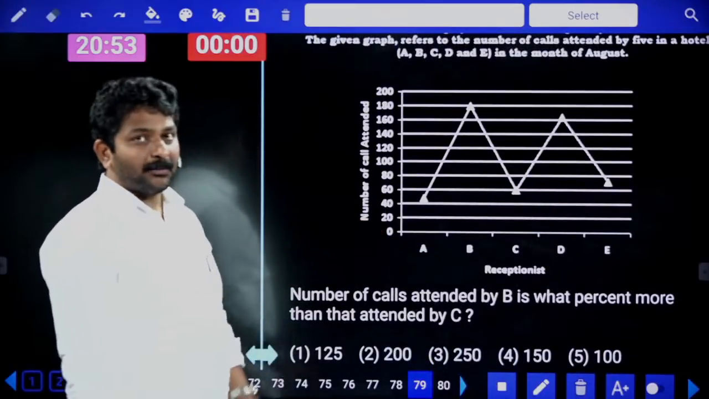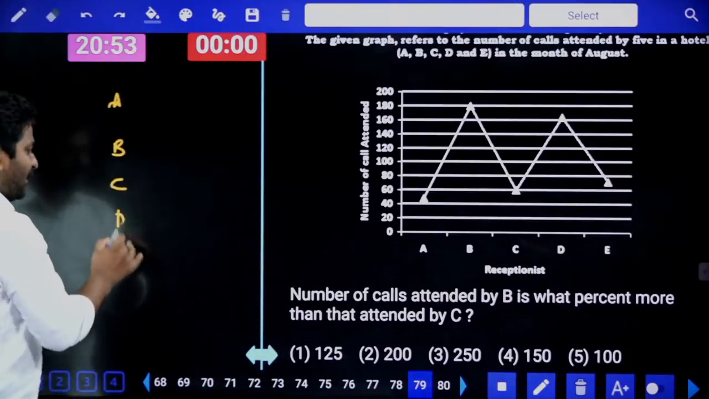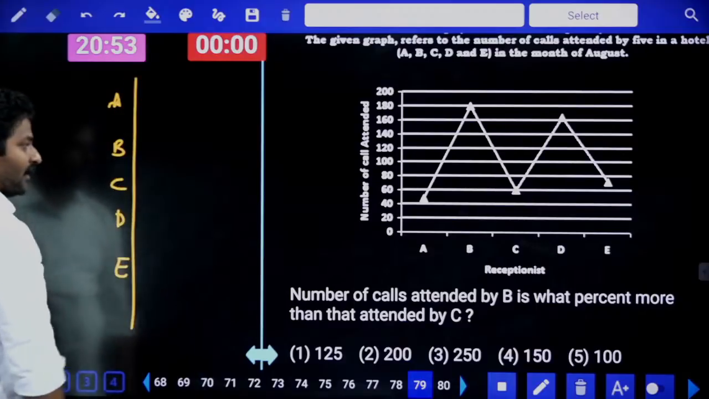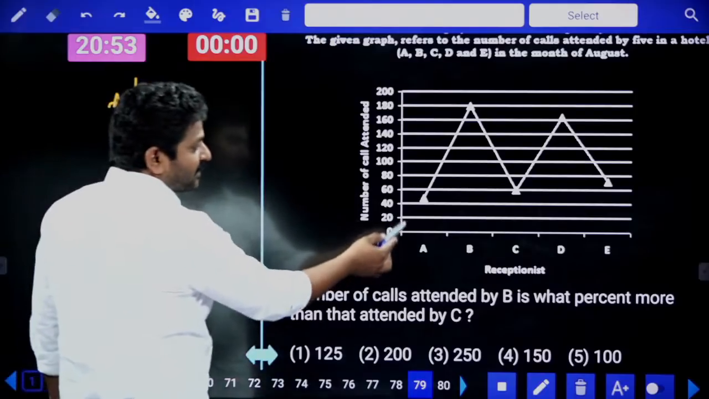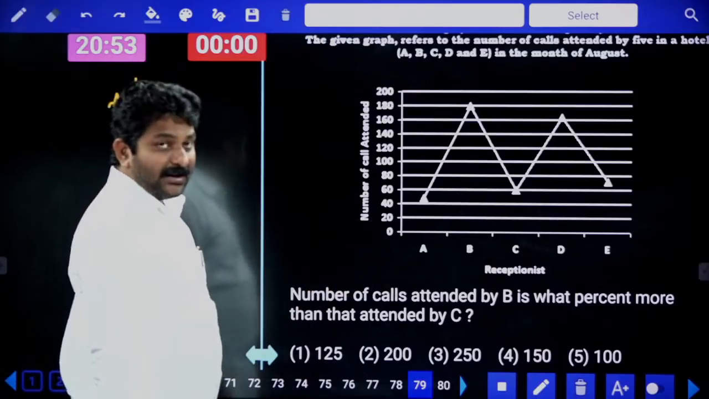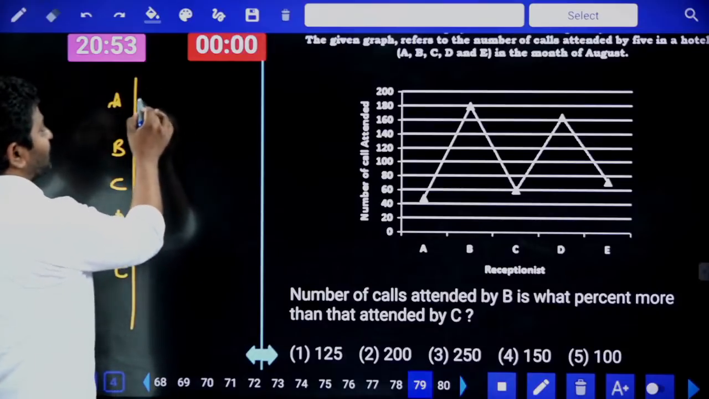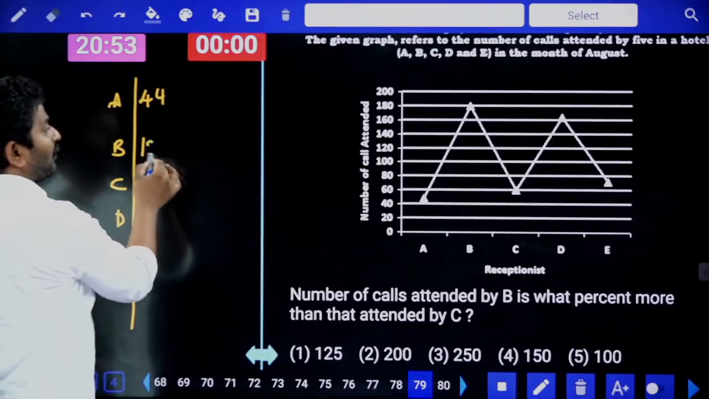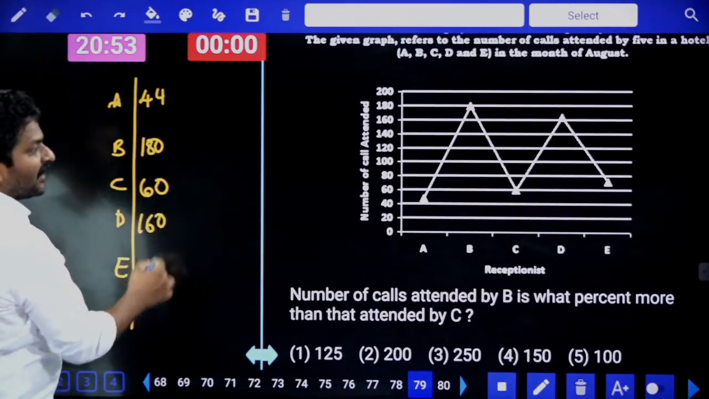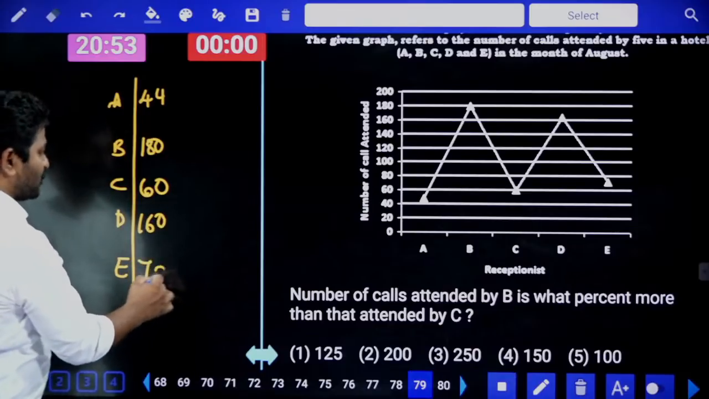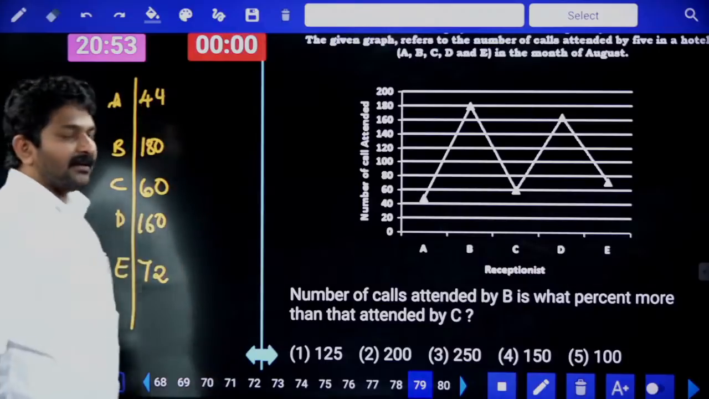Yes, so in order to make it easy for you, let me write numbers here: a, b, c, d as well as e. Right, 0 to 20, there are actually 5 parts between 0 and 20, so each part would be 4. So I'll write the values as 44, 180, 60, 160, and it is 72. Yes. So now you can start your question.